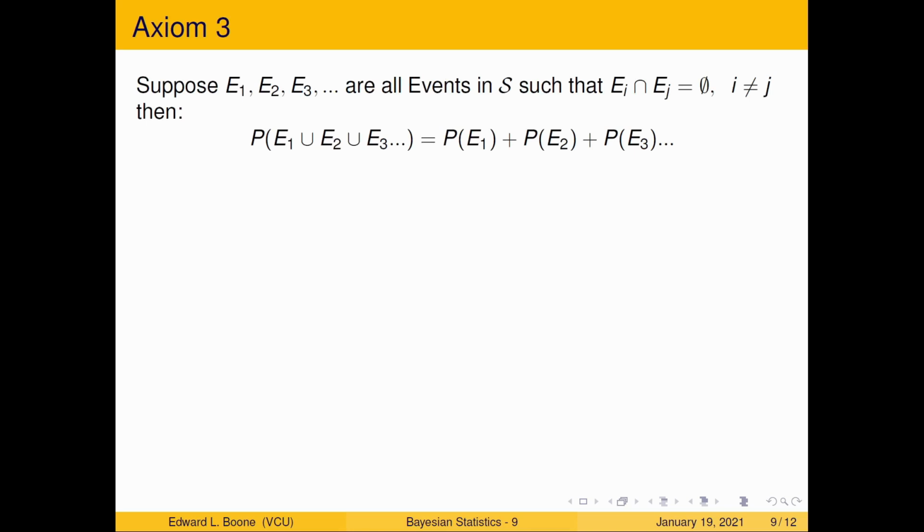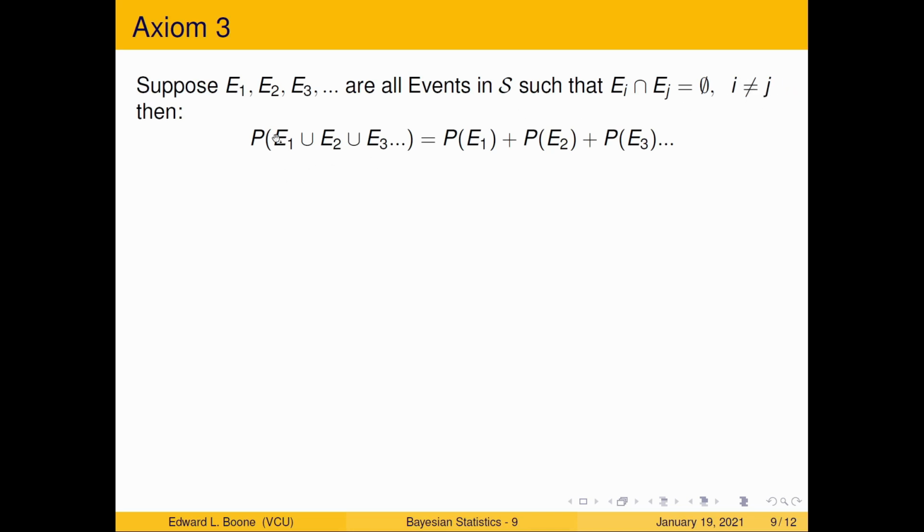Now, this is the one that usually confuses people, but it's not that hard of an idea. It just takes a moment to think about it. Suppose E1, E2, E3, ... There's a lot of these. Are all events in S such that E sub i intersect E sub j is equal to the empty set, which means they don't overlap. Remember our picture before when we had the Venn diagram that had 2 sets that didn't overlap? That's this. None of them overlap, such that i is not equal to j.